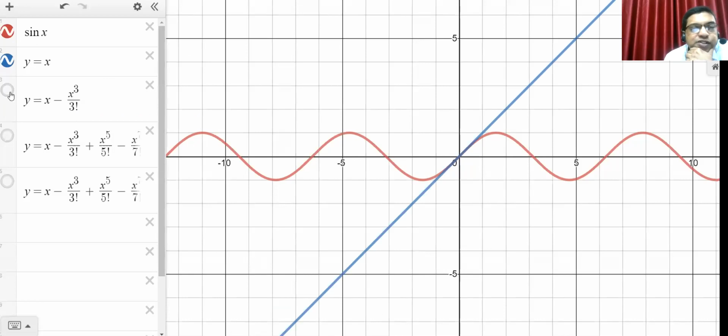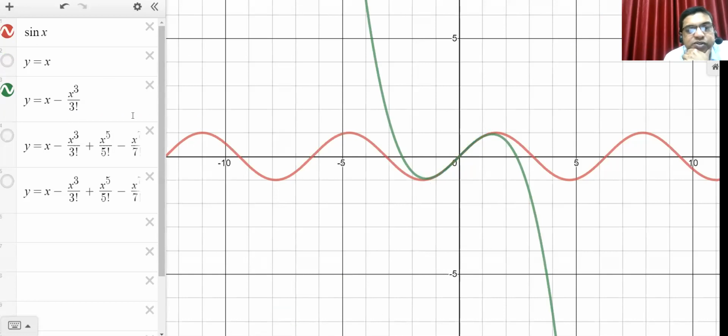Next, I go to the next function. You see, x minus x cube by 3 factorial. You see this? This graph is a cubic graph, a polynomial graph. Now it is equal to sin x in this range, close to 0, and between minus pi by 2 and pi by 2, for the most part it is coinciding.